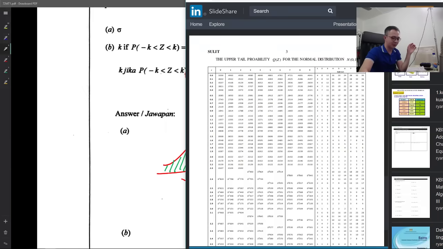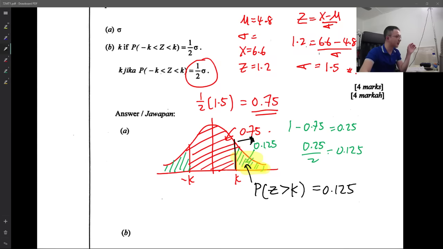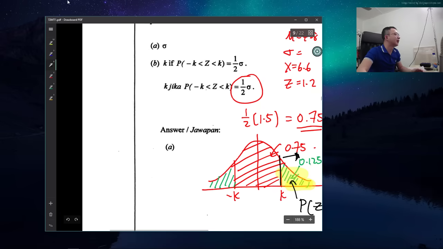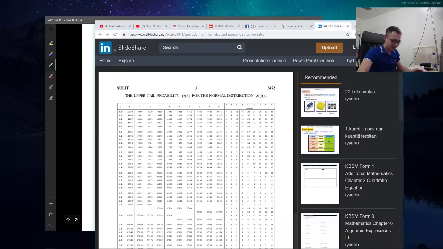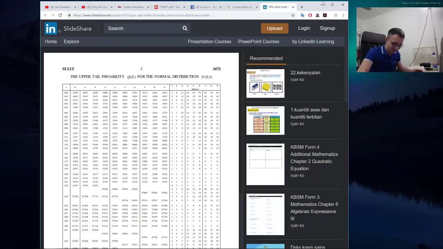Oh my god, how do I move this thing? Because this one is in full screen, I cannot move it. Okay, wait for a while, let me make it smaller. And I want to move this thing over here. Okay, now I can do it.